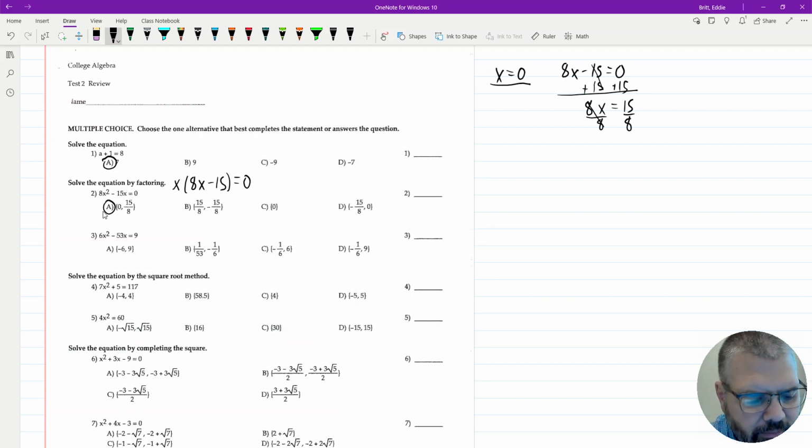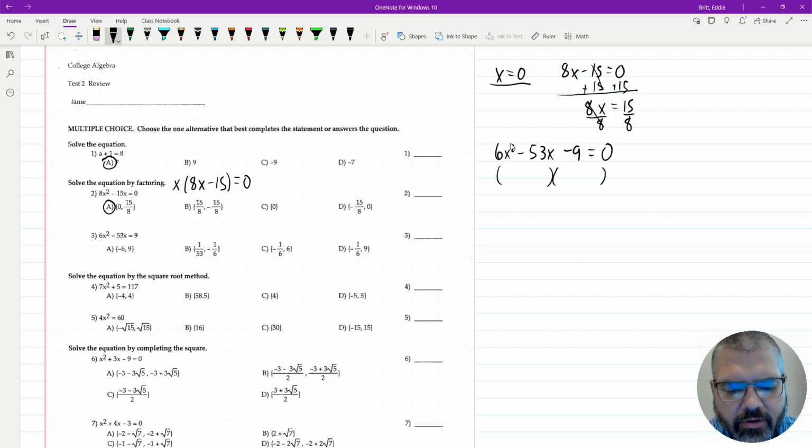And the third problem here says to solve by factoring, and I have all three terms, but before I can factor, I need to set this thing equal to 0. Alright, so that's going to be 6x squared minus 53x. When I move the 9 over, that's going to be minus 9 equals 0.